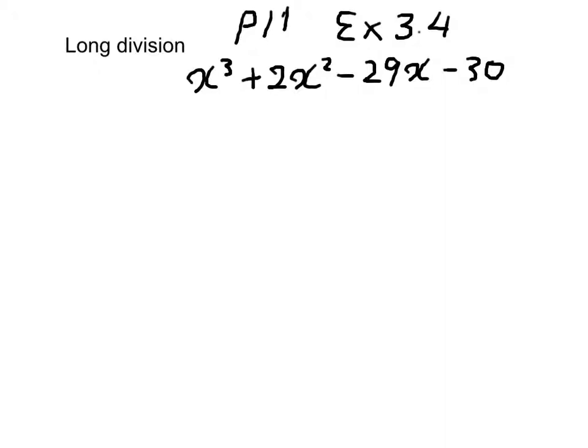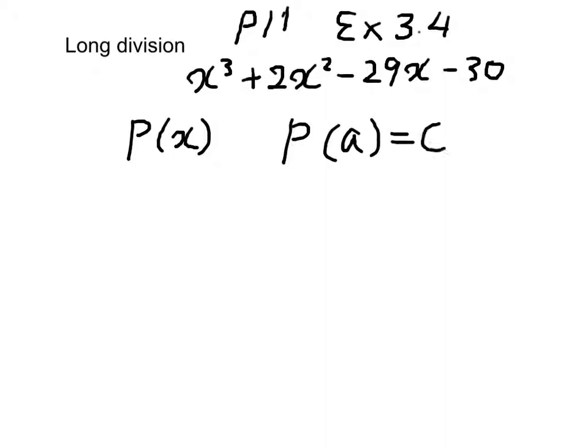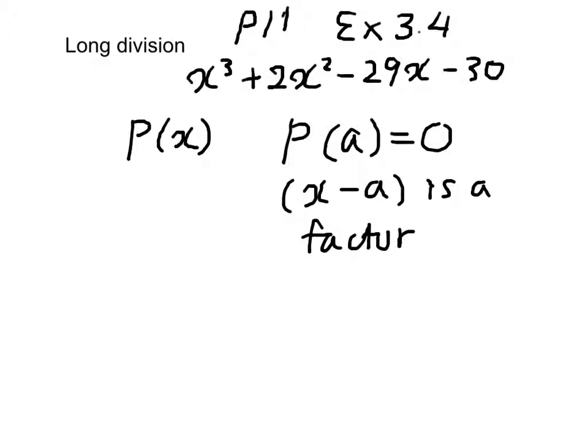So the factor theorem tells me that if you have a polynomial p of x, and when you put a number a in the expression the remainder comes out as 0, then x minus a is a factor of the polynomial p of x. So I'm going to use that to find the first factor that will divide into x cubed plus 2x squared minus 29x minus 30. Okay.